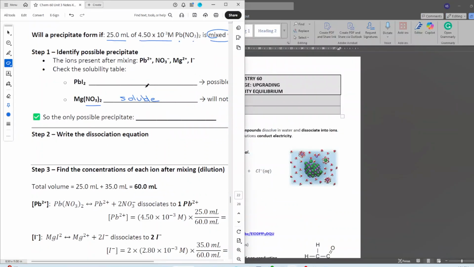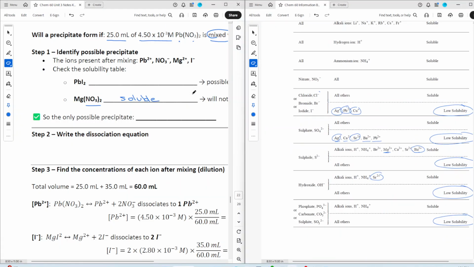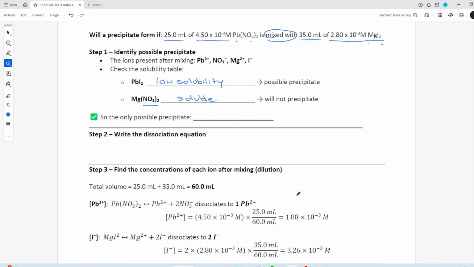If I go to this table and look up lead iodide, iodide with lead has low solubility. Up until this point, we've been saying yep, a precipitate will form. But that's only true if there are enough ions in solution to precipitate. So the only possible precipitate is the lead iodide. The dissociation equation is lead iodide solid dissociating in an equilibrium equation to lead ions, aqueous, if I'm being proper, and 2 iodide ions, aqueous.